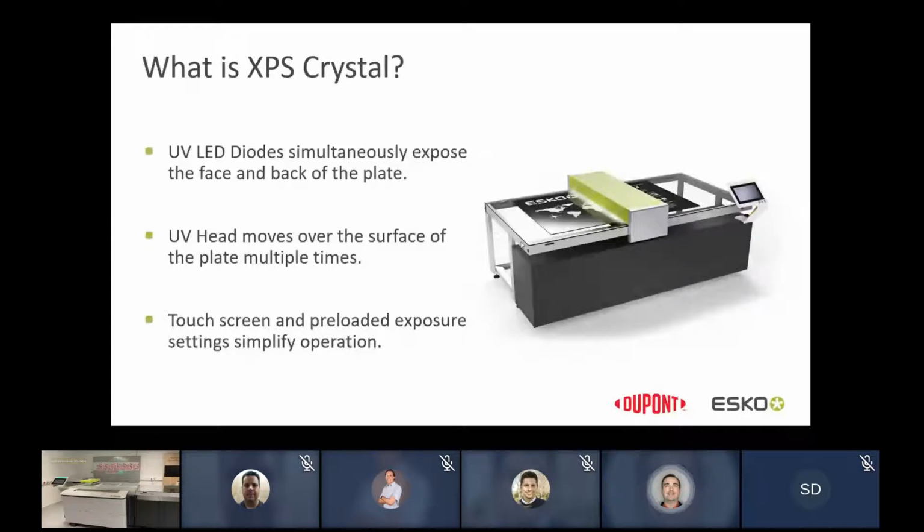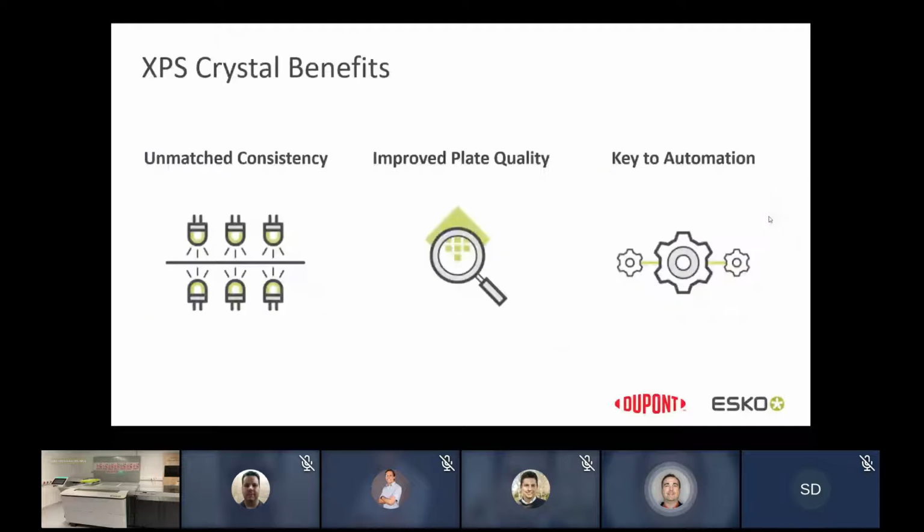We can change the intensity of the light that comes out, and also how many passes we make over the plate. It has a touch screen, and the system has all the settings you may need for the most common plates used today, so you're not having to create your own formula for exposure. We do all that work ahead of time and give you the parameters so that you're really plug and play with the system. If I were to summarize the key benefits of the XPS, it would have to be these three things.